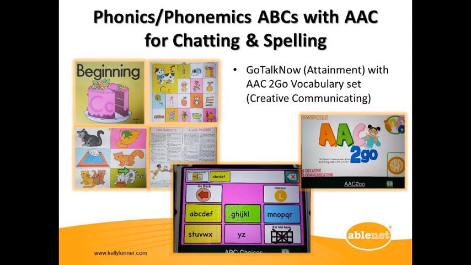I wish I had a bigger picture here where you could see the core board that was off to the left here at her desk. And then her page here as we went through and got to the alphabet pages within her AAC to Go portion of her GoTalk Now app. So that worked out very nicely in her kindergarten classroom.